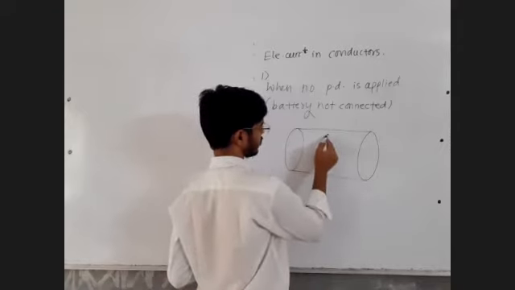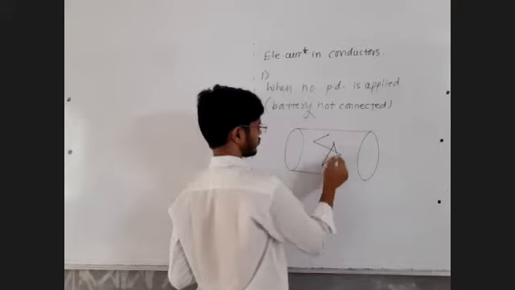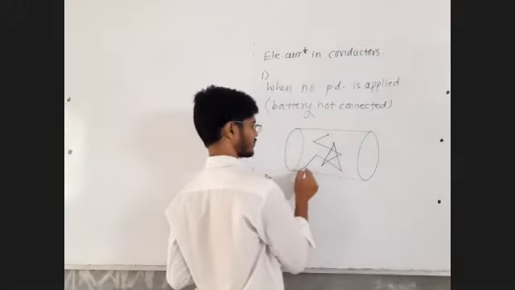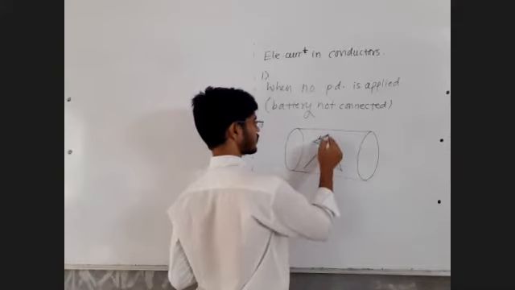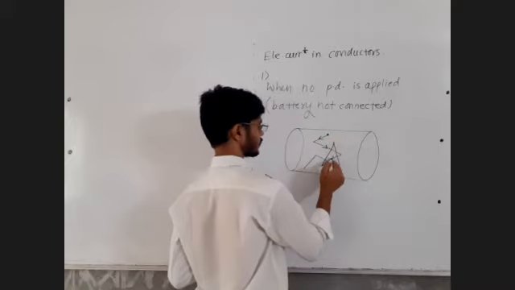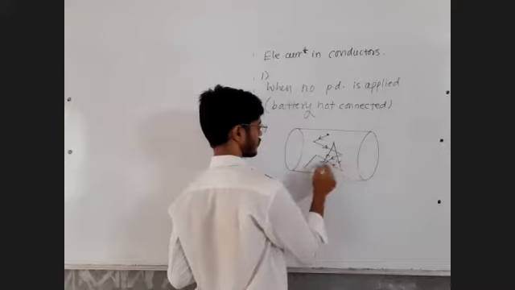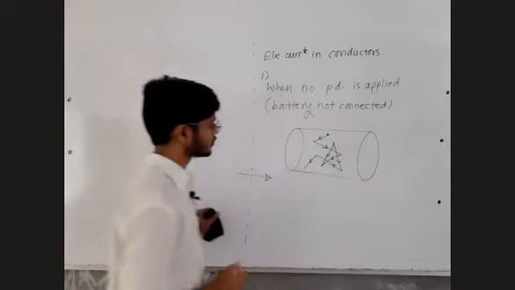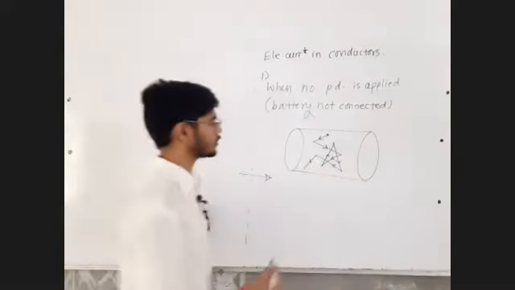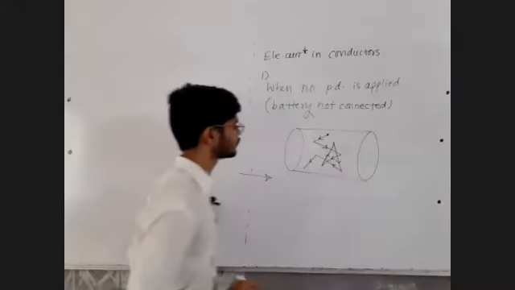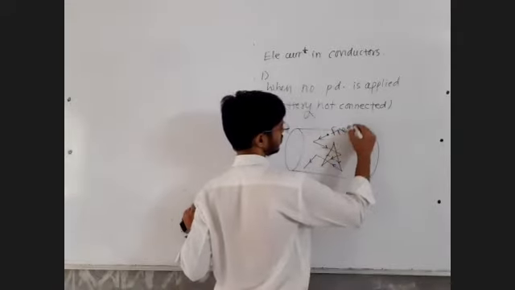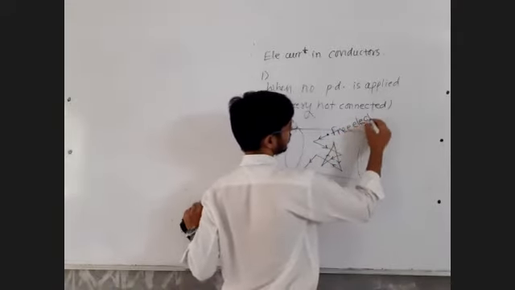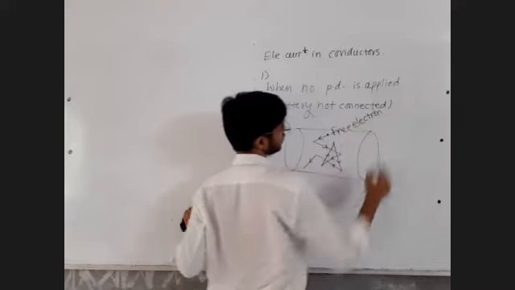Let me draw the path of any one electron. It is colliding with the other atoms. So this is a random path of an electron, the kind of random motion it is doing. This is true for one electron, and also true for the other electrons. This is our free electron, moving randomly here and there.